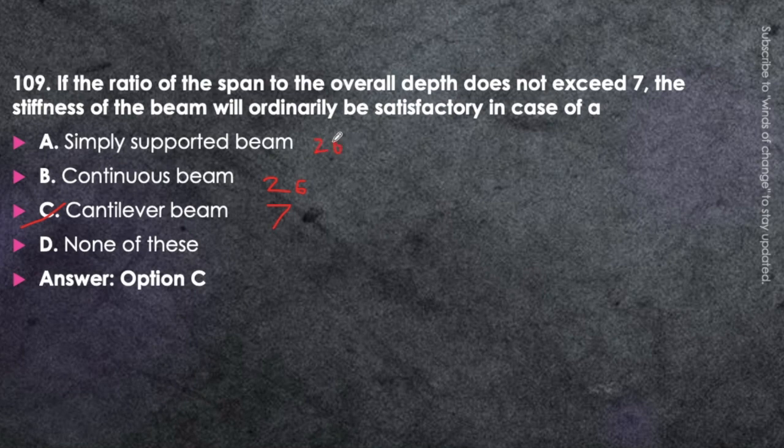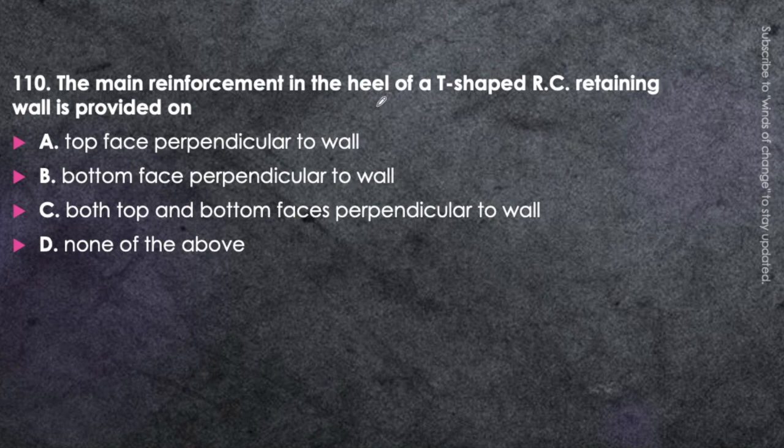Okay, next question. The main reinforcement in the heel of a T-shaped reinforced concrete retaining wall is provided on top face perpendicular to wall, bottom face perpendicular to wall, both top and bottom face perpendicular to wall, or none of the above. The case of the heel slab in case of T-shaped RCC retaining wall, where the main reinforcement will be provided. Just think about it. We have already discussed this question somewhere in the previous videos. Here, the main reinforcement will be provided on the top face perpendicular to the wall.